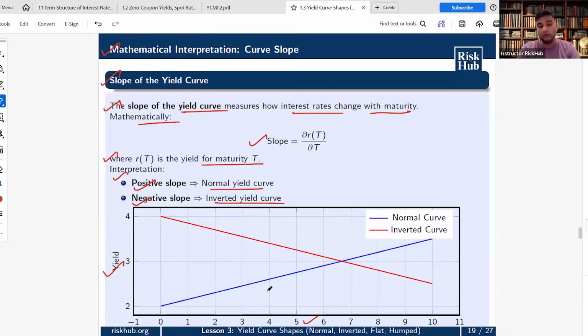R(T) is the yield on a zero coupon bond maturing in T years, and T is the maturity in years. The symbol partial marks the partial derivative, which measures the change in one variable while others are held fixed. The result is measured in yield units per year of maturity, right?